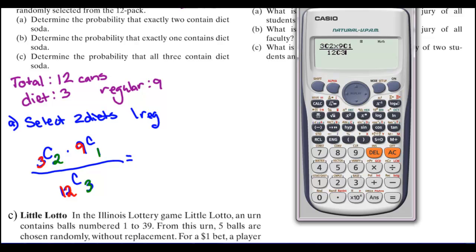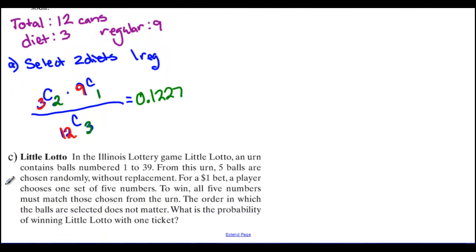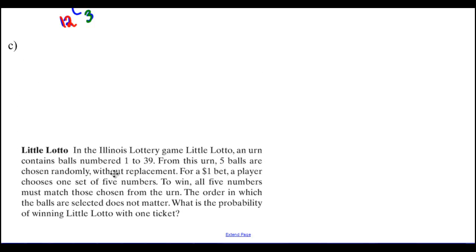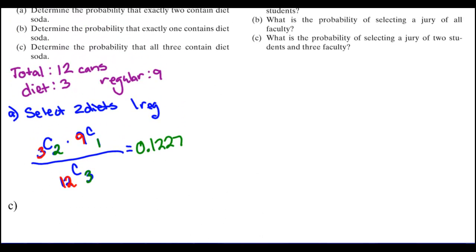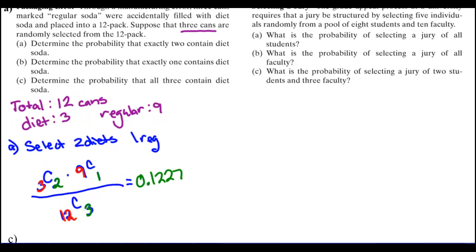Choose 3. And this is going to give us 0.12272727. So we're just going to go out 4 decimal places and call that 0.1227 for the probability of selecting exactly 2 diets. So we're going to go through these exact same types of ideas for Part B and for Part C.